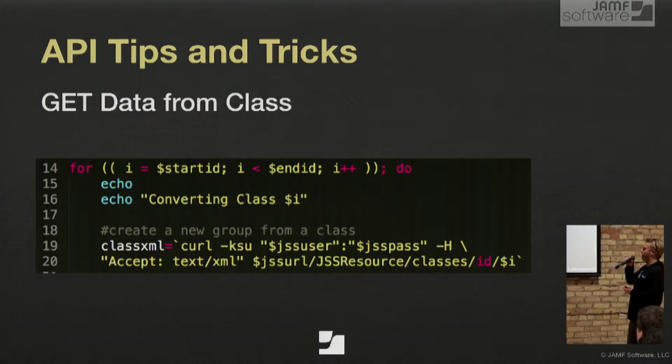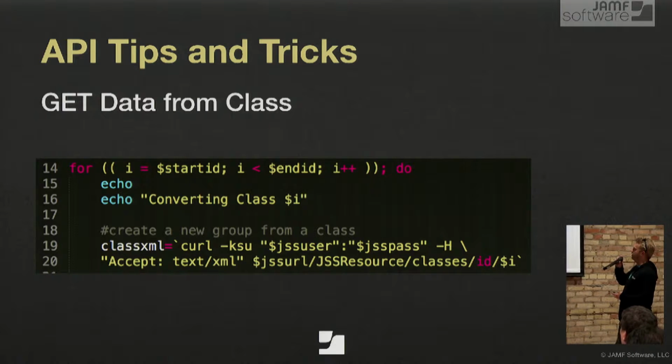After that, we're going to set up our loop, and it's going to give a little bit of information about what it's doing. It's converting, and then the ID of the class that it's converting, and we're going to set up the XML that's going to be created here with the credentials and the URL all put in place.